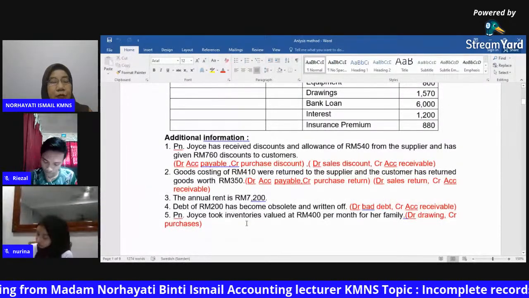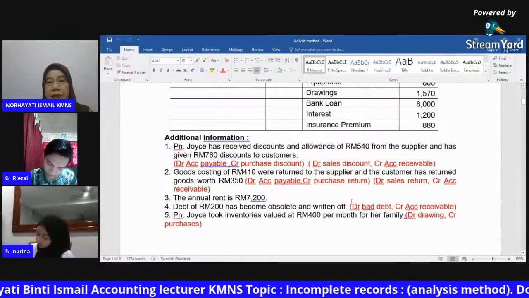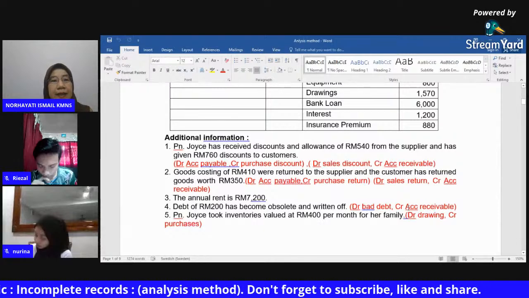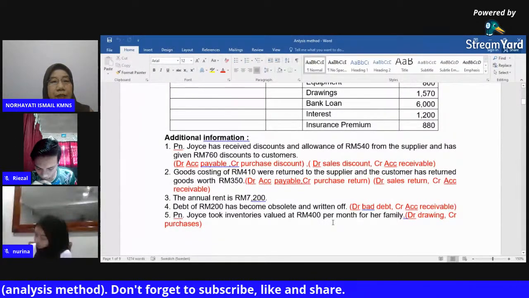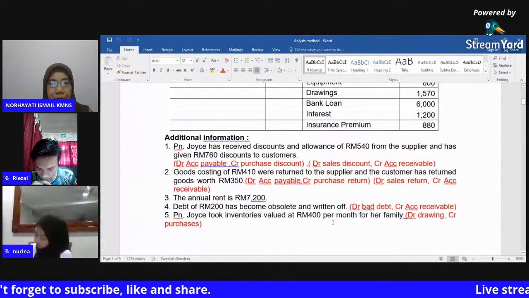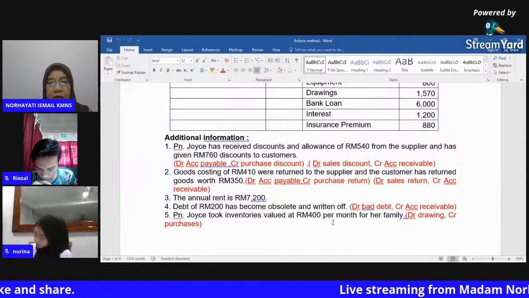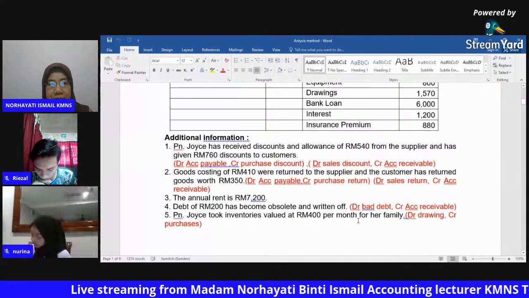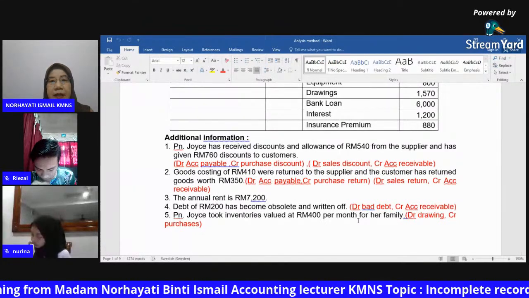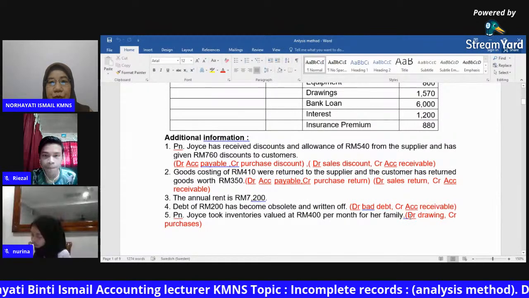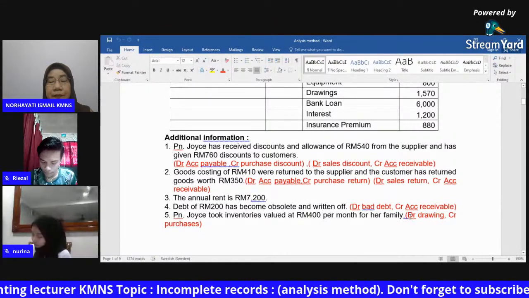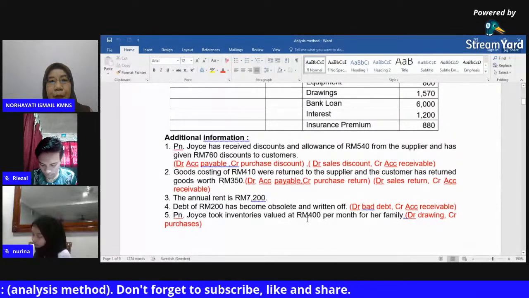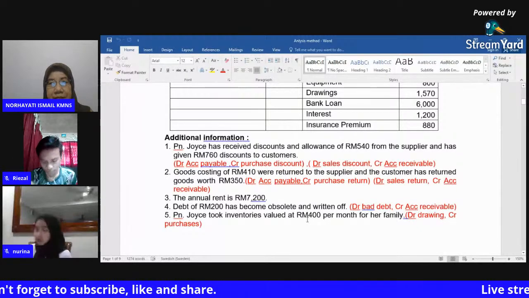So the amount RM 200 will influence the account receivable when you prepare the account receivable. And the last information, the owner took inventories valued at 400 per month for her family. The company has not recorded this transaction, so we have to record it. The double entry is debit drawing, credit purchase. So 400 represents purchase, and it will reduce the amount of purchase.